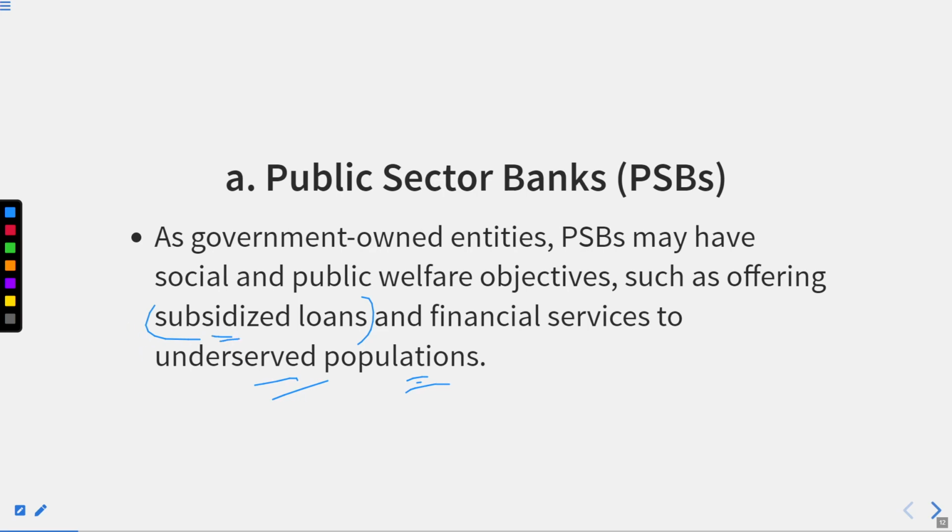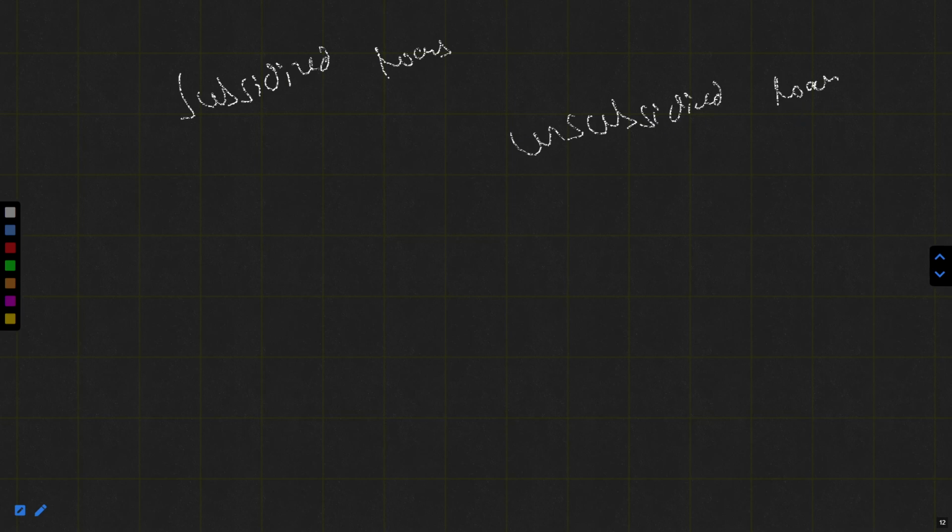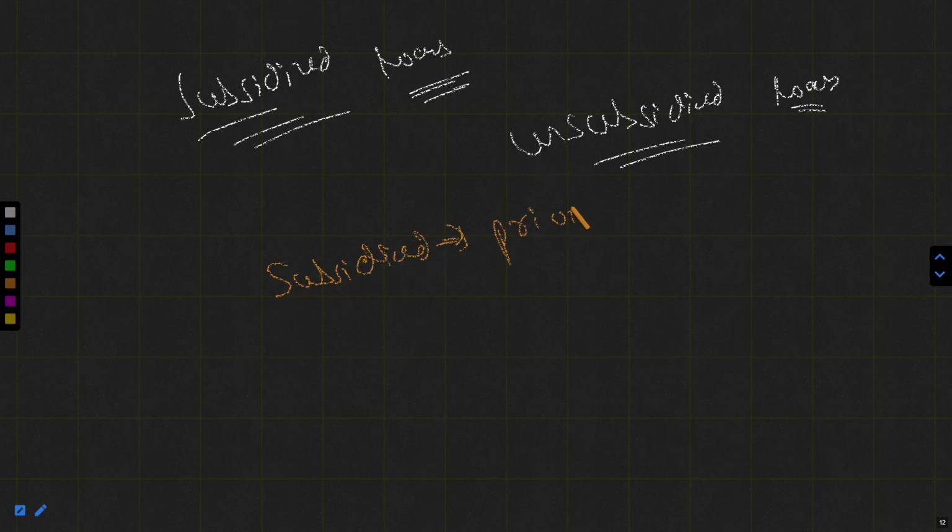Now, here we have the word subsidized loan. So, can you please tell me the meaning of subsidized loans and unsubsidized loans? What is the meaning of it? Basically, the word subsidize stands for a privilege, some kind of privilege.